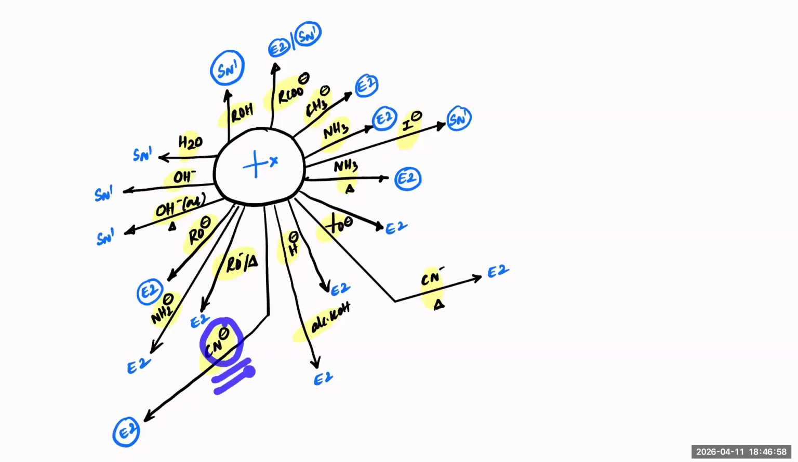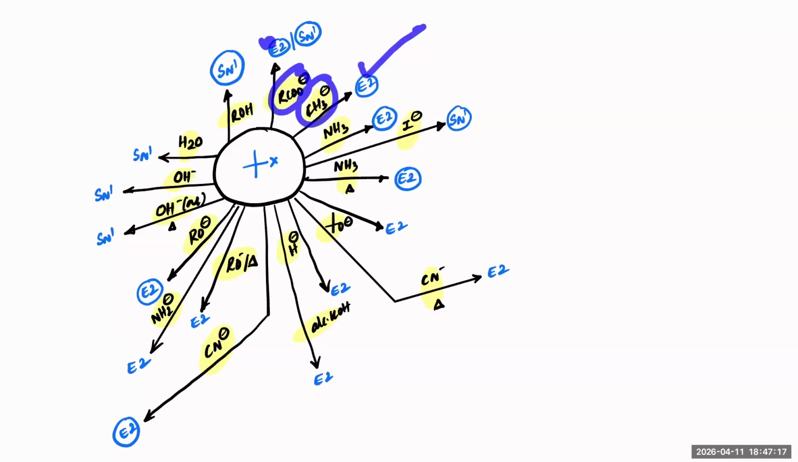CN minus also E2. H minus is definitely E2. Alcoholic KOH is definitely E2. Tert butoxide is definitely E2. Cyanide and heat is definitely E2. Ammonia and heat is definitely E2. Even only ammonia, given heat. So no heat is required now. CH3 minus is definitely E2.